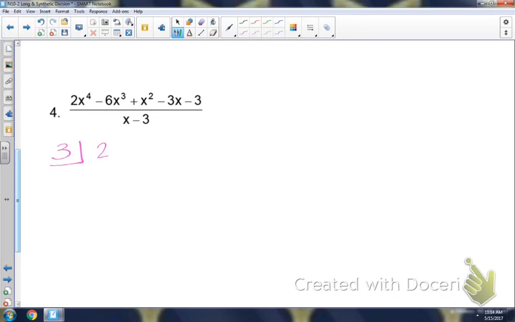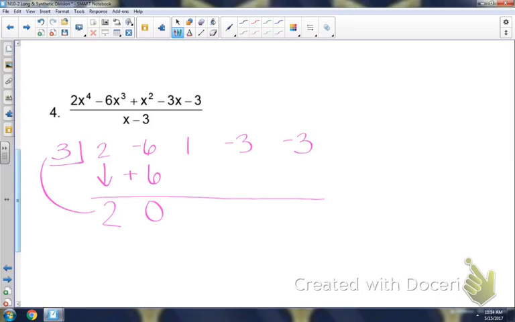Coefficients, we have a 2, a -6, a 1, -3, and -3. Notice we don't have any zeros on this one because there wasn't a term missing in the middle. We started with x to the 4th, then we had an x cubed, an x squared, an x, and then a constant. So we shouldn't have a 0 unless there's something missing. Okay, to get started, we're always bringing down the first coefficient. I'm going to multiply 3 times 2 to give me 6. I'm adding these to get 0.